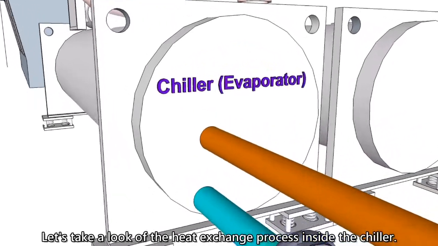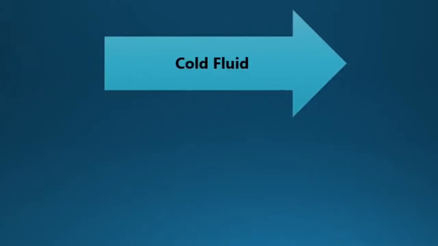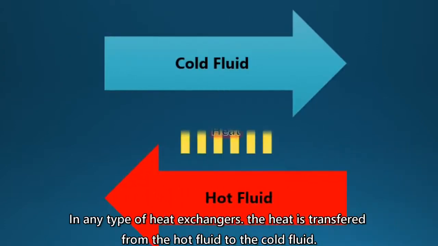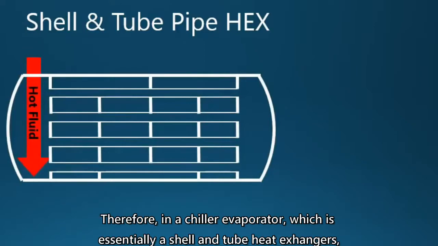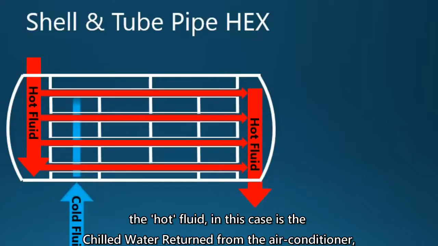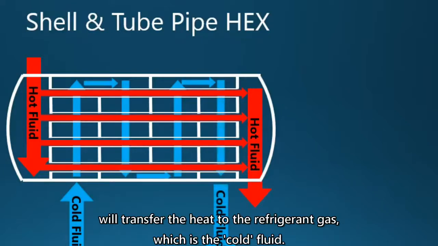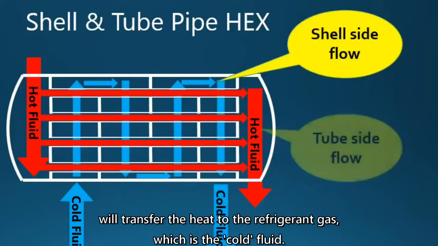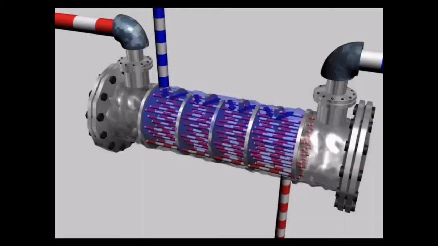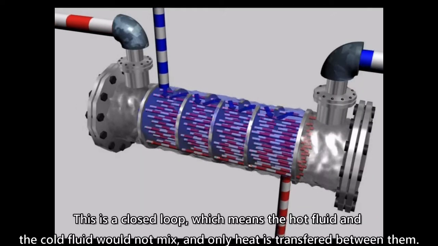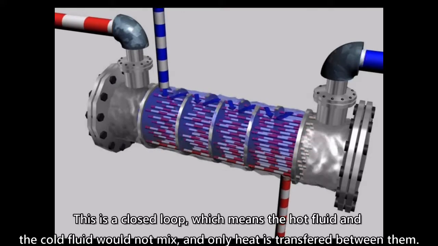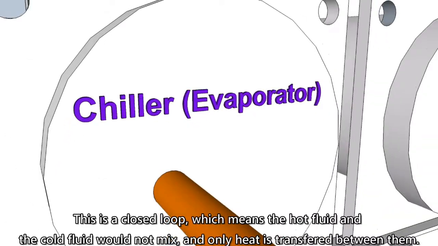Let's take a look at the heat exchange process inside the chiller. In any type of heat exchanger, the heat is transferred from the hot fluid to the cold fluid. Therefore, in a chiller evaporator, which is essentially a shell and tube heat exchanger, the hot fluid, in this case the chilled water returned from the air conditioner, will transfer the heat to the refrigerant gas, which is the cold fluid. This is a closed loop, which means the hot fluid and the cold fluid would not mix, and only heat is transferred between them.